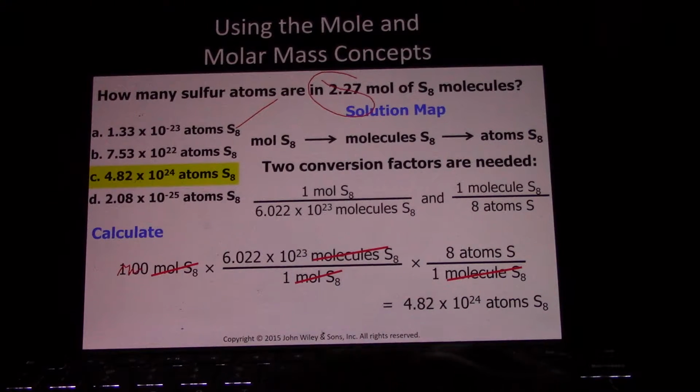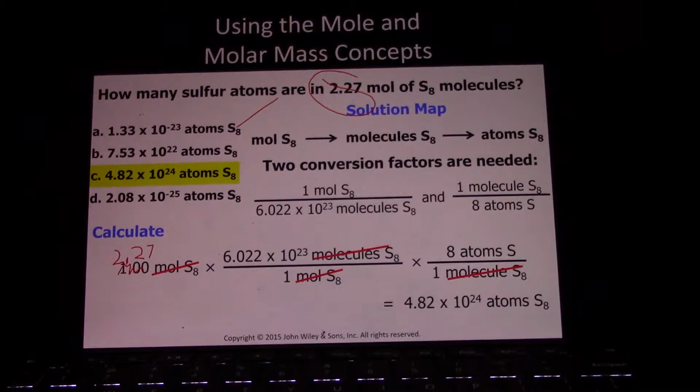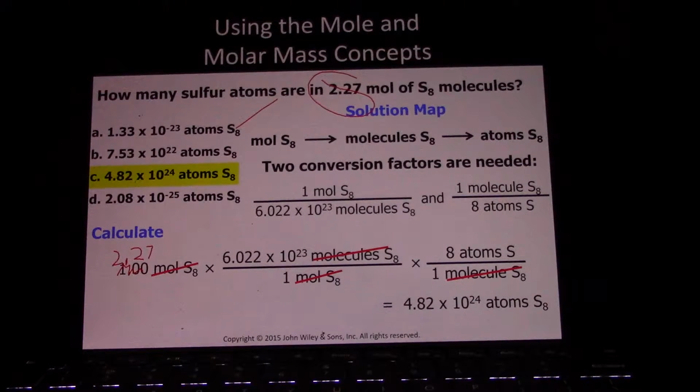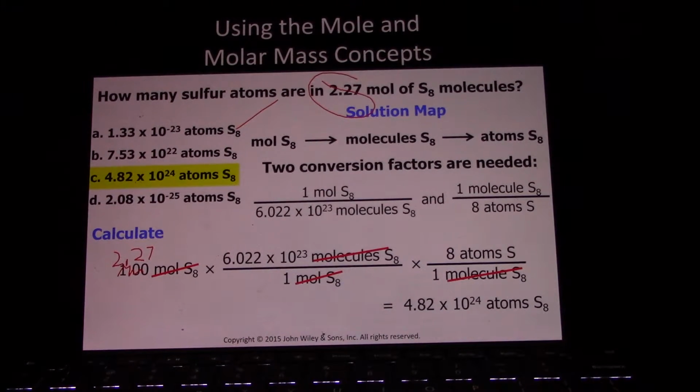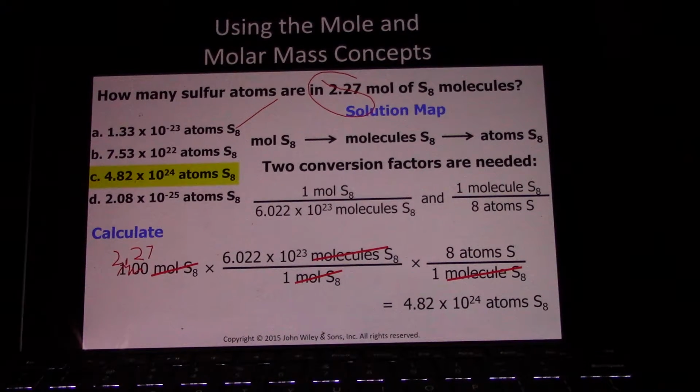So we should have 2.27 moles of sulfur times 6.022 times 10 to the 23rd molecules of sulfur per mole times 8 atoms in 1 molecule. So we converted moles to molecules and then molecules to atoms.